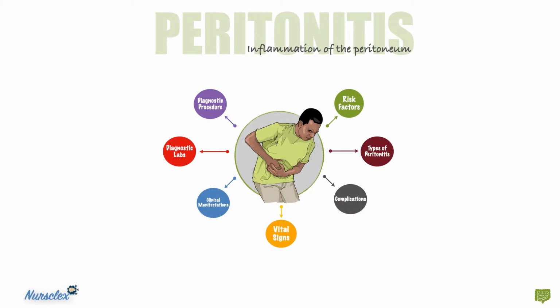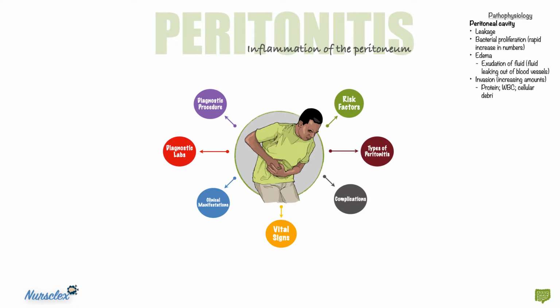Let's begin with pathophysiology. In the peritoneal cavity there is leakage, also bacterial proliferation, which is a rapid increase in numbers of bacteria, and edema, which is exudation of fluid leaking out of blood vessels into nearby tissues, cells, proteins, solid materials, fluid leaking from areas of infection or inflammation, which is called pus. We also have invasion, which is caused by increasing amounts of protein, white blood cells, cellular debris, and blood.